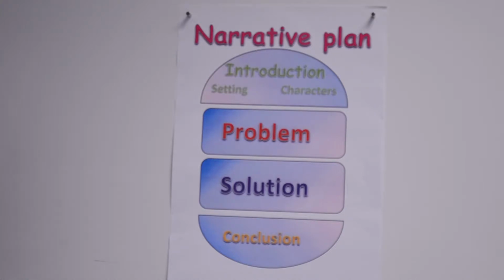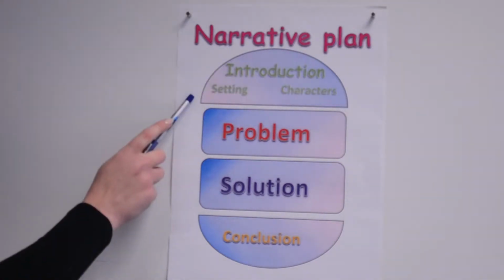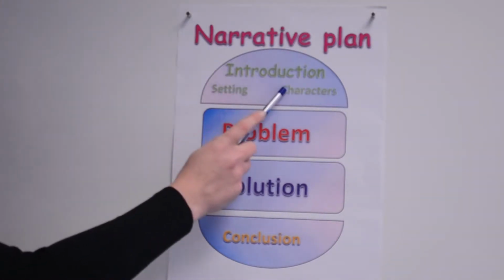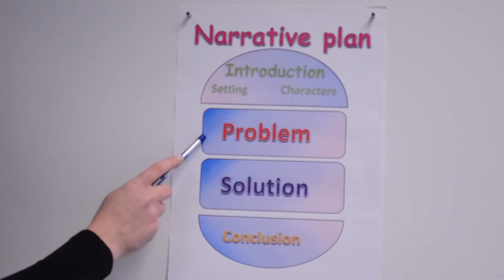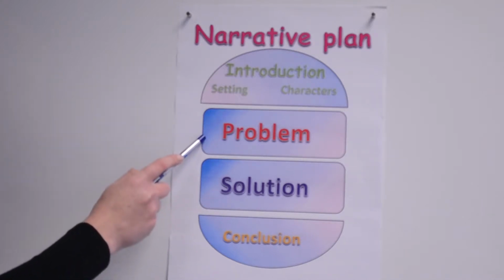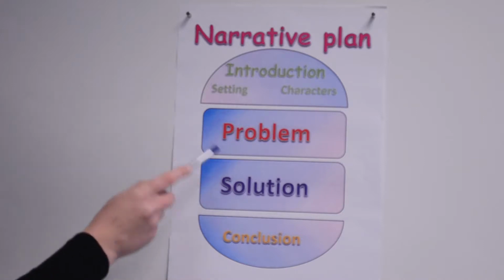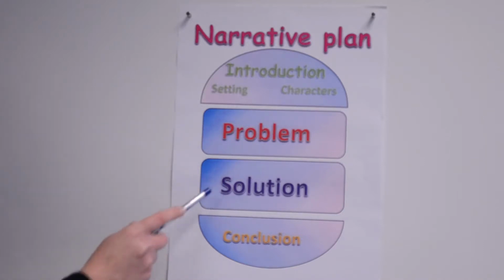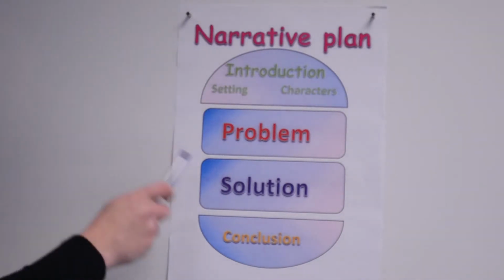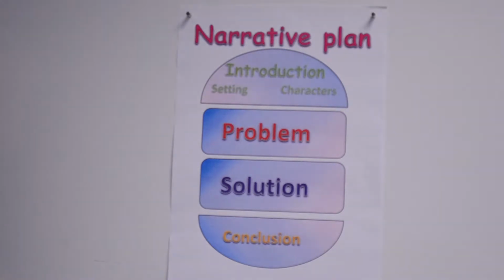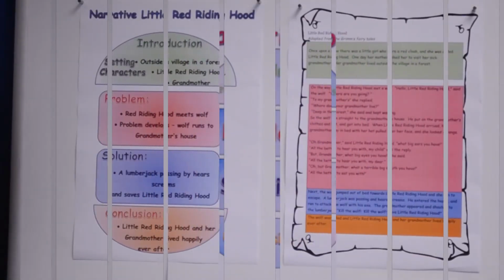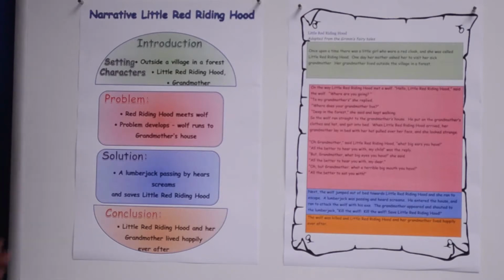The basic structure of a narrative is an introduction about the setting and the character. Then we go into a problem which your character would face, and then the character would have a solution to the problem, and we would end with a conclusion. Narratives can be written in first person, where the character tells us the story and what he is feeling, or in third person, where the writer knows everything there is to know about all the characters in the story. So let's look at the plan for Little Red Riding Hood.